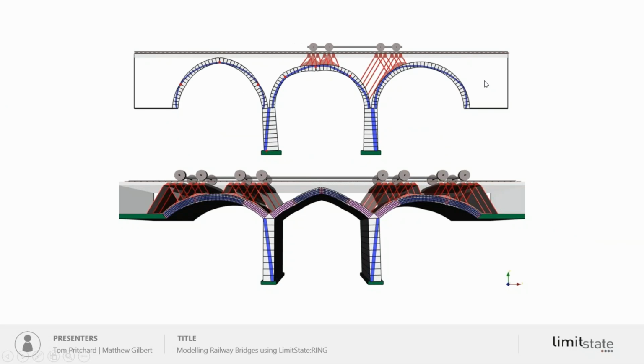Okay, so the first slide gives you an indication of the types of bridges that we might be assessing using LimitState Ring. Two railway bridges with two different loading regimes. The first one is a nice simple voussoir free-span bridge. The second one has more complex construction. It's a multi-ring brickwork arch bridge. But both types of bridges can be assessed using the software.